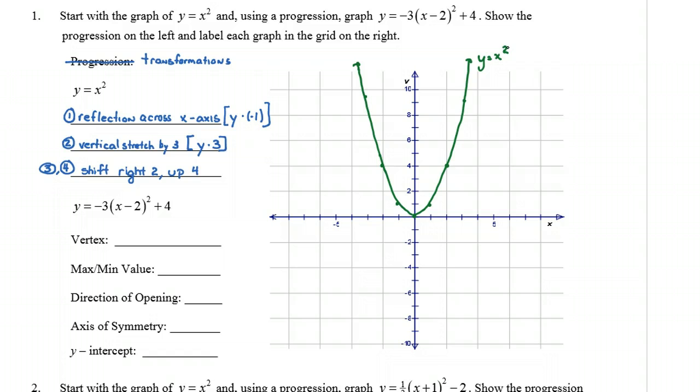What I'm going to do now is apply the first transformation to each of these points. I'm going to reflect across the x-axis, meaning I'm going to multiply each y value by negative 1. We'll do this in steps. We'll make this a gray graph, and then our second step is going to be our vertical stretch. We'll make that a black graph, and then our last step is going to be a shift right 2 and up 4. We'll make that a red graph.